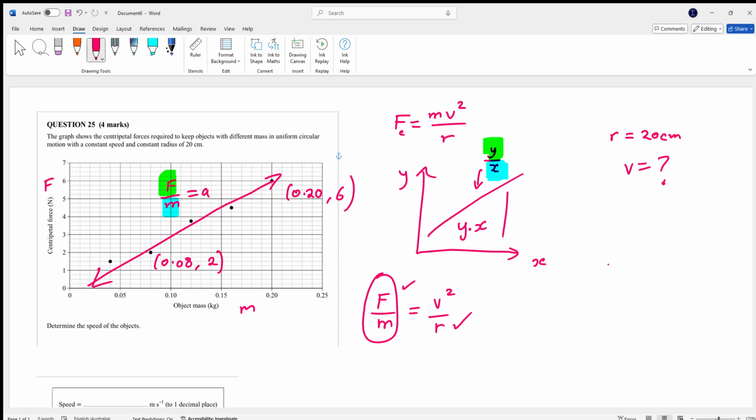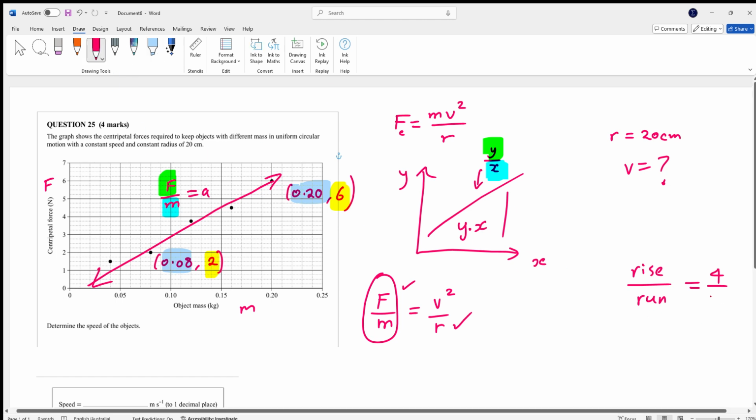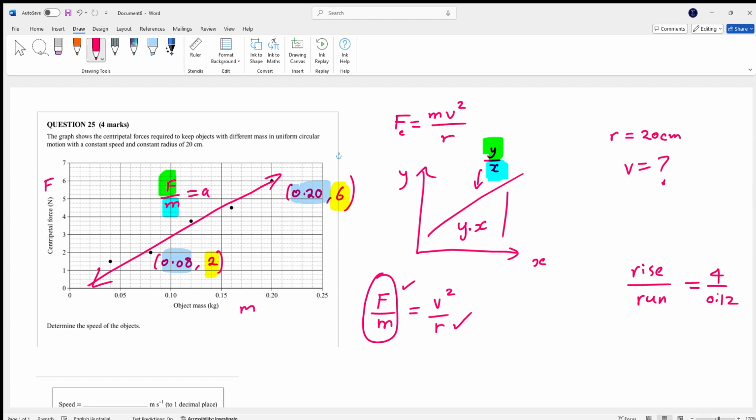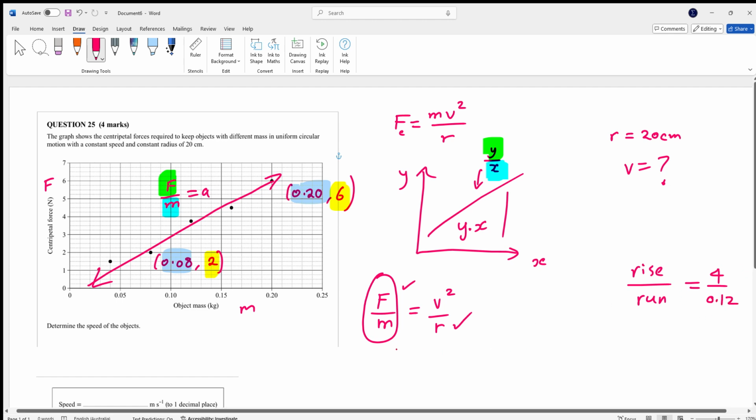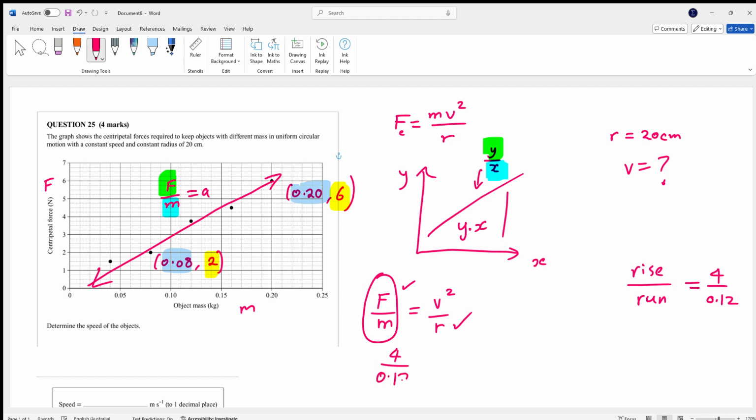So here, gradient, I should probably not put m because everyone gets confused by that. Gradient is your rise over your run. Your rise is how much you've changed vertically. So here we can see we've gone from 2 newtons to 6 newtons, so your rise is positive 4. Your run is how much you've moved horizontally in that amount as well. You've gone from 0.08 to 0.2, so that is a difference of 0.12. So your gradient is 4 over that. We can chuck that in there. We don't even have to simplify it just yet.